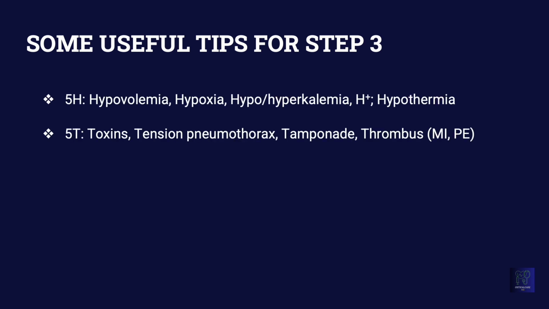In a rapidly deteriorating patient, if the cause of deterioration is not immediately clear, go through the 5 H's and 5 T's: hypovolemia, hypoxia, hypo- or hyperkalemia, H plus, which is for acidosis, hypothermia. The 5 T's are toxins, including drug overdose, tension pneumothorax, tamponade, and thrombus. Thrombus in the heart, which can be in the form of MI if it involves the heart, or in the form of PE if it involves the lungs.